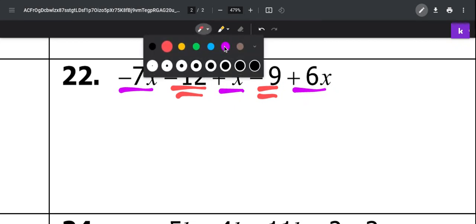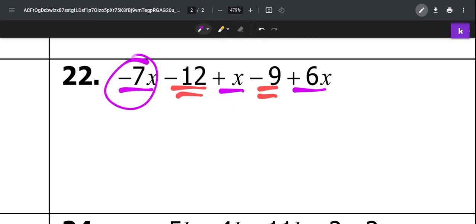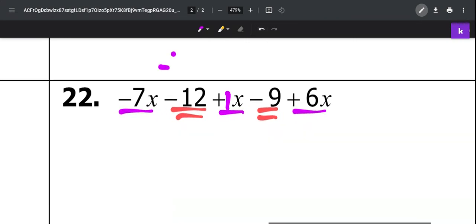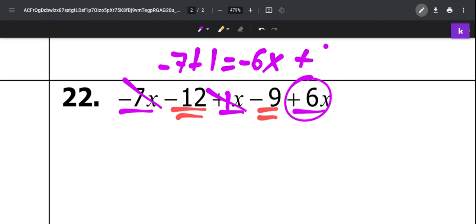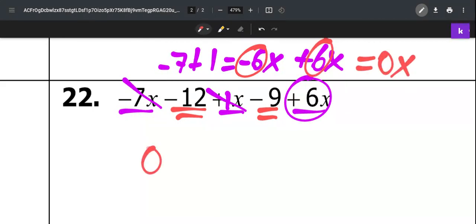Okay, so let's start with the variable terms. We have negative 7x plus x, and that's like saying 1x. So we would say, okay, negative 7 plus 1 is negative 6. So I have negative 6x when I do these two. Now I just need to add 6x. Now, this is the example I was talking about where the x's will disappear. Because negative 6 plus 6 is 0x. Anything times 0 is 0, so that disappears. So really all we have left to do is, well, we can mark this out.